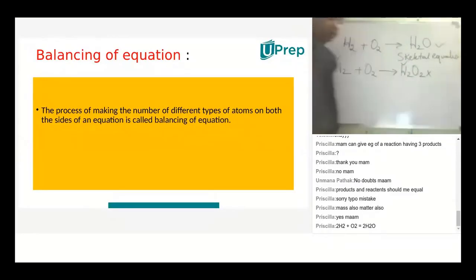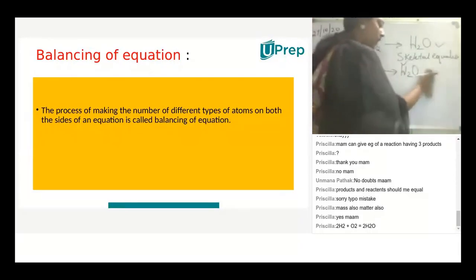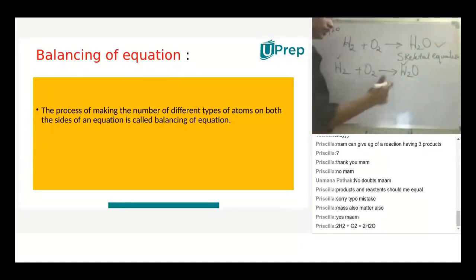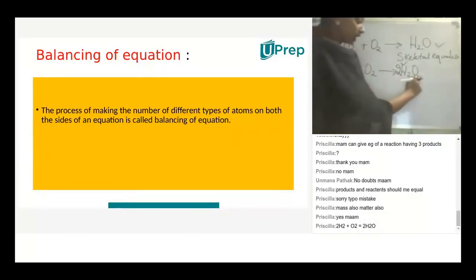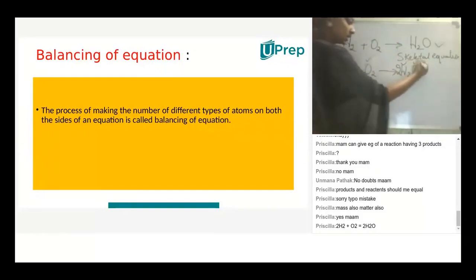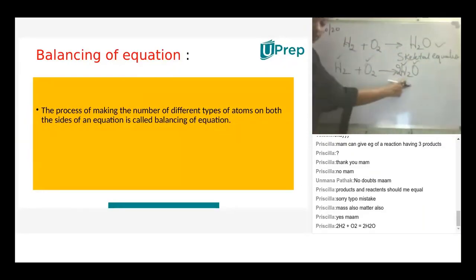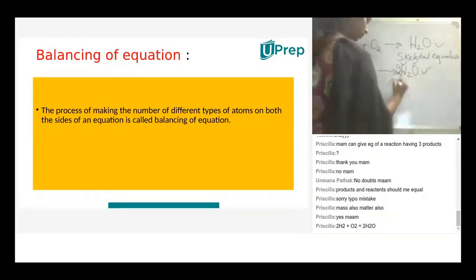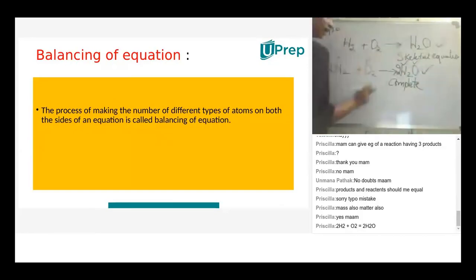So we can't write 2 here. This is wrong. We can't change the property of the compound by changing the formula. So we need to write 2 as the prefix. That means 2 here, nothing is there, means 1. 2 into 1, 2. Balanced. Oxygens are balanced. But here there is a change with hydrogen. Again we need to go back. So 2 into 2, 4. Here how many are there? 2 are there. So we need to write 2 here. And this is the complete, balanced equation.